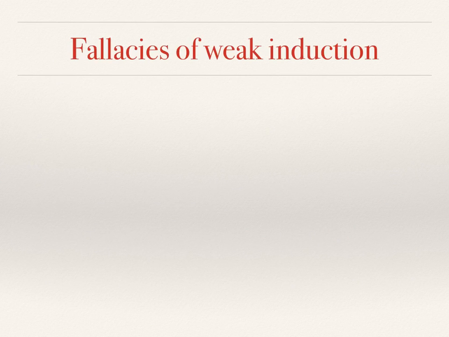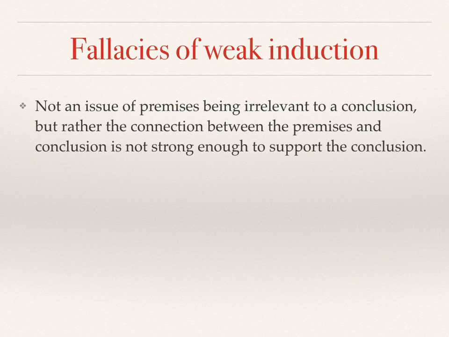So now we move on to fallacies that are related to induction, or what's called fallacies of weak induction. And the basic issue here is that it's not so much an issue of the premises being irrelevant to a conclusion, which is what we have been looking through, but rather that the connection between the premises and the conclusion is not strong enough to support the conclusion. Okay, so there may be relevance between the premises and the conclusion, but it's not a strong enough relevance or connection to support the conclusion. So for example, we have the fallacy of unqualified authority.